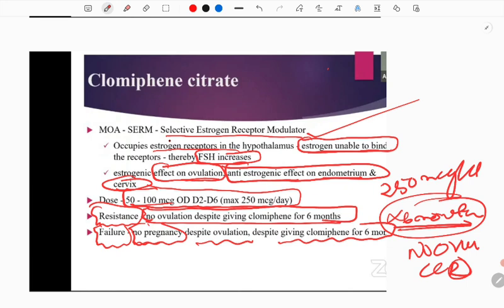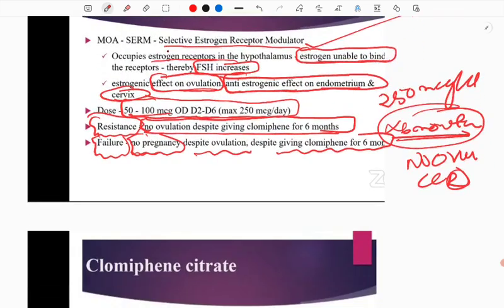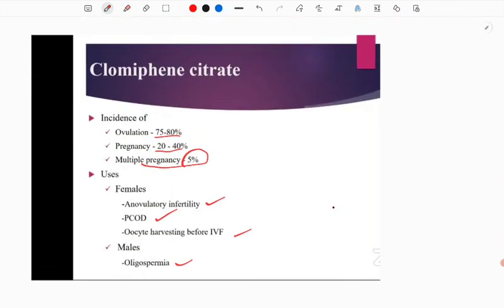One is resistance: if you give clomiphene continuously for 6 months and there is still no ovulation with clomiphene citrate after a maximum dose of 250 microgram per day, then it is called clomiphene resistance. Failure is when there is no pregnancy despite evidence of ovulation after giving clomiphene citrate for 6 months. Okay, with clomiphene citrate the ovulation chance is 80% and the pregnancy chance is 40%.